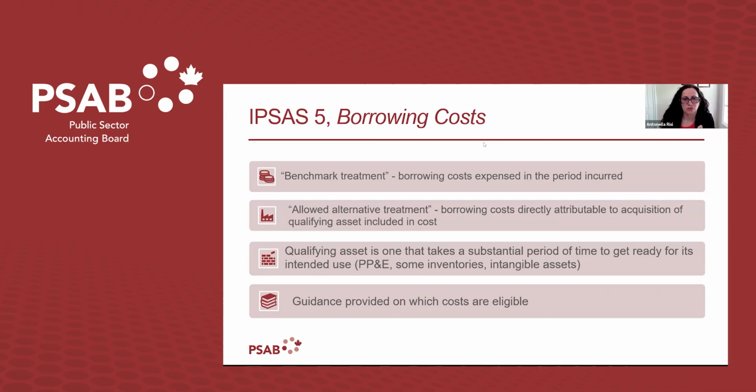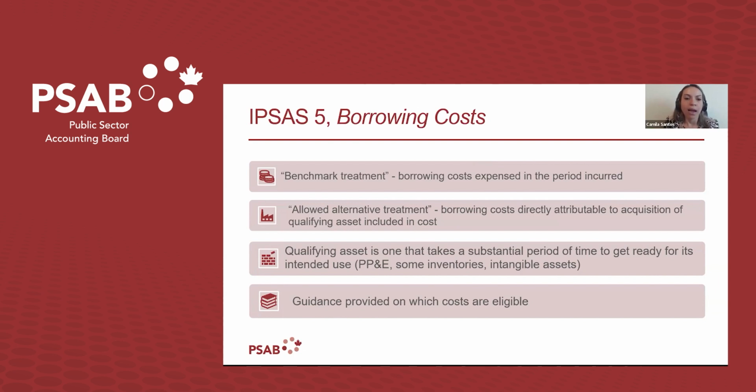Another question, a follow-up question for you. Is the benchmark treatment preferable over the allowed alternative treatment? The preferred choice is the benchmark treatment. However, following either would still mean that an entity is compliant with IPSAS 45. When a public sector entity adopts the allowed alternative treatment under IPSAS 5, that treatment should be applied consistently to all borrowing costs that are directly attributable to the acquisition, construction, or production of all qualifying assets of the entity.